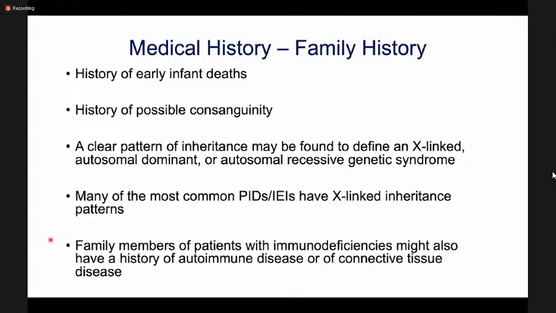Family history is very important, especially for primary immunodeficiencies. Here you need to inquire about history of early infant death, ask about history of consanguinity, and if you're getting a positive history of early infant death, then you need to do a family pedigree, because that will help you define a pattern of inheritance. From the pedigree, you can actually know whether this is X-linked, autosomal dominant, or autosomal recessive. This is important because many of the PIDs have X-linked inherited patterns. The other thing to think about in the family history is history of other immunological diseases like autoimmune disease or connective tissue disease, because this tells you about immune dysregulation, which is another feature of your primary immunodeficiencies.